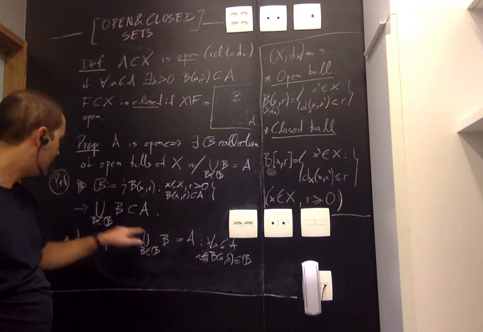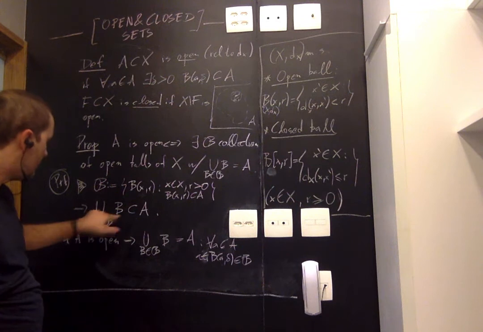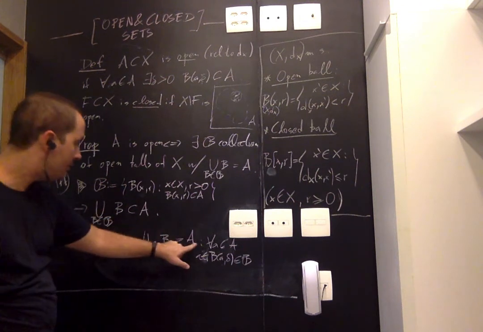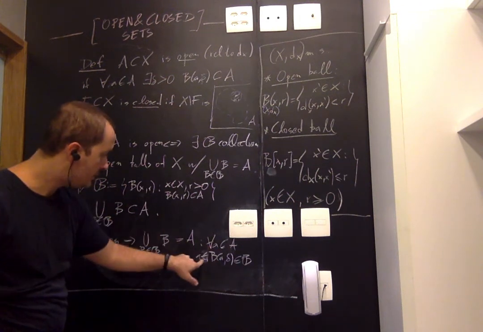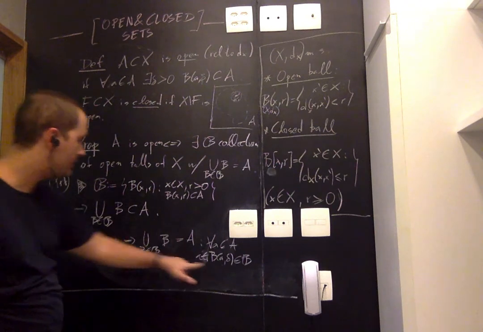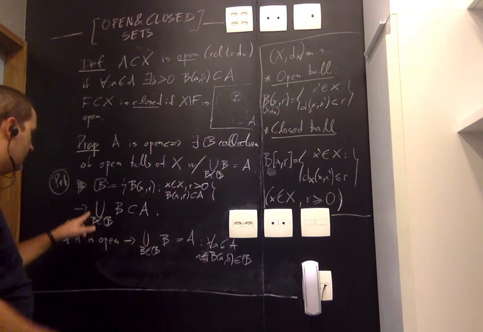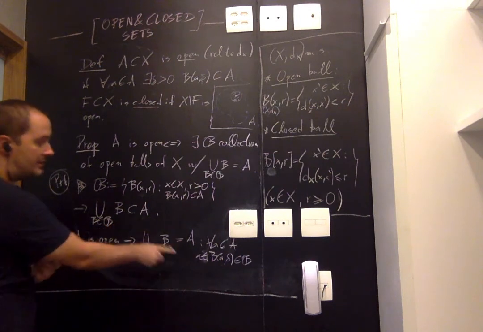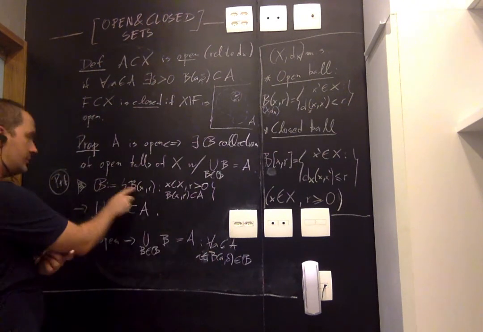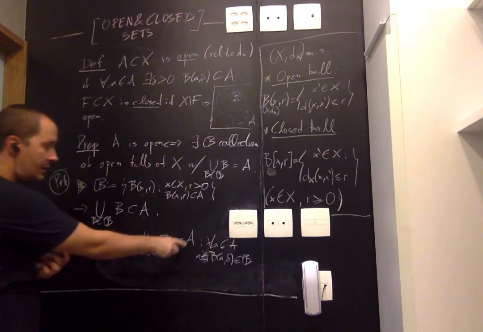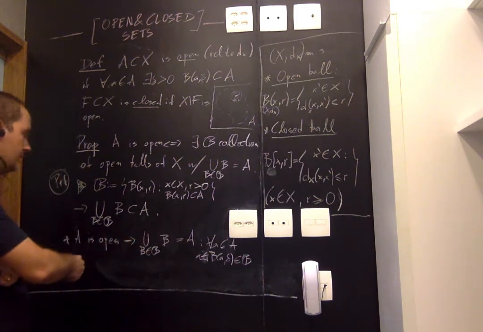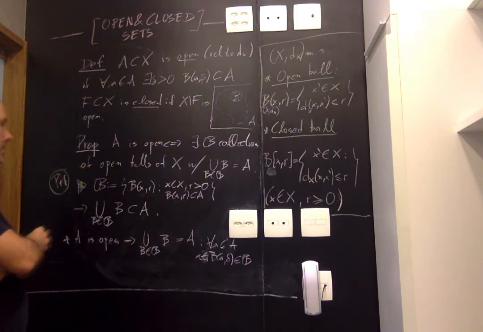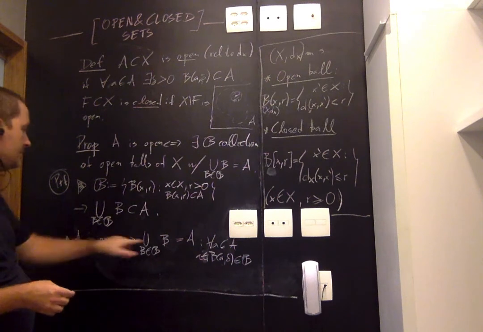We know that this union is contained in A. Now I know that any element of A also belongs to one of these balls and therefore belongs to the union. So that gives me the opposite inclusion. Any element of A is contained in a ball that belongs to this collection, so any element of A is contained in the union. That tells me that any open set is a union of balls.